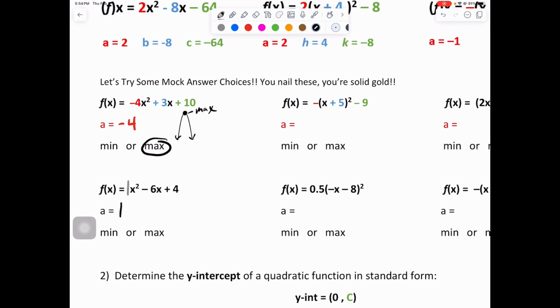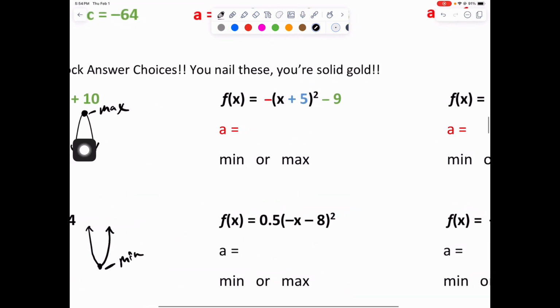What do we know about that A? Yes, it is positive, and positive people are just walking around smiling. All right, and then that will give us a minimum down to the valley. Go ahead and circle your min. We will try this now with our vertex form.